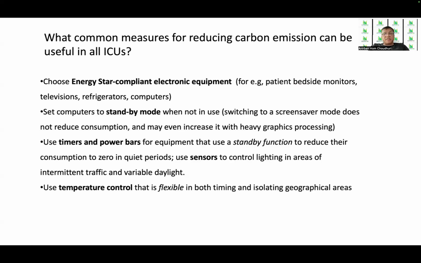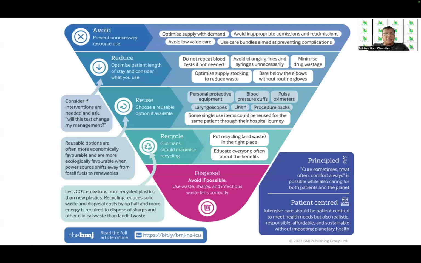And we use sensors to control lighting in areas of intermittent traffic and variable daylight, rather than putting on the lights all the time across day and night. We can use temperature control that is flexible in both timing and isolating geographical areas where the requisite cooling may not be required, or at times where the temperature range can be changed in certain areas of the ICUs, and not necessarily that the same temperature is maintained in all the spots. So these are the common measures which can be adopted and practiced in all ICUs.